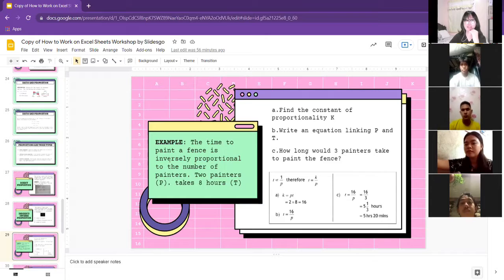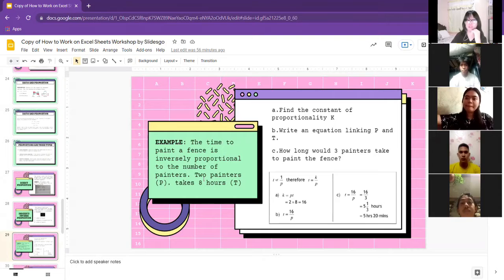For example, this one, the time to paint a fence is inversely proportional to the number of painters. 2 painters take 8 hours. So yung hinahanap dito, how long would 3 painters take to paint the fence? Since yung 2 painters daw, kapag nagpaint sila ng fence, 8 hours. 8 hours yung time. Pero yung hahanapin natin ngayon, kung yung 3 painters, ilan yung magiging hours na gagawin nila.